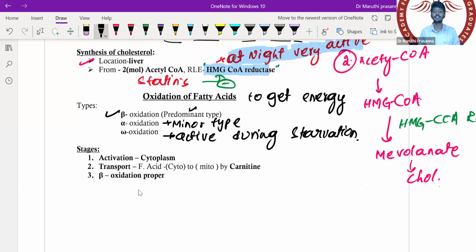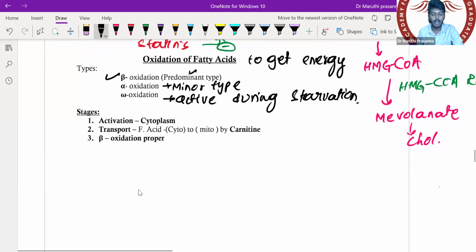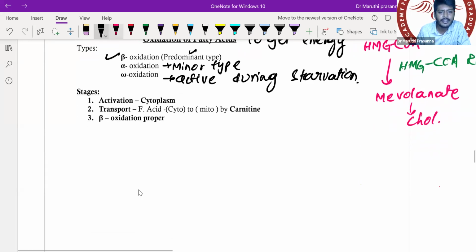Now the Krebs cycle will do one important thing. It will produce NADH and FADH that will enter the electron transport chain and form the energy. So the main target is the energy only. All right, so what are the stages?